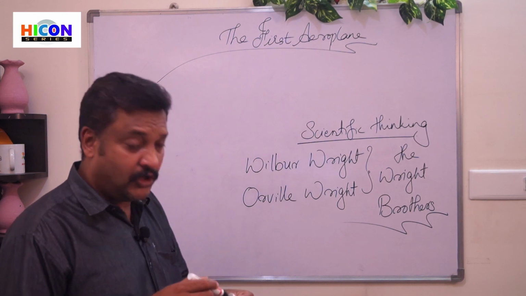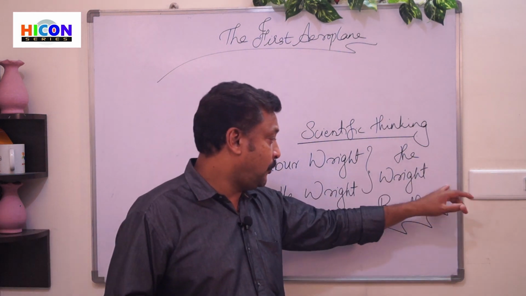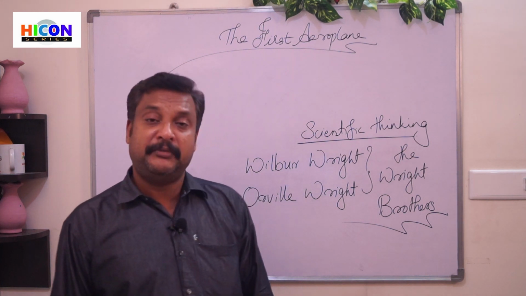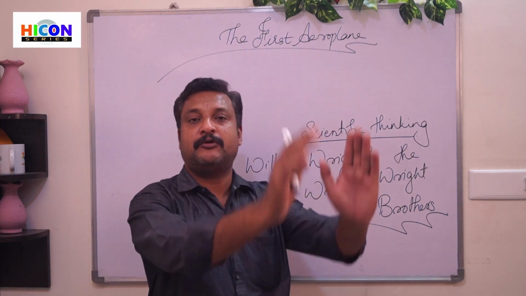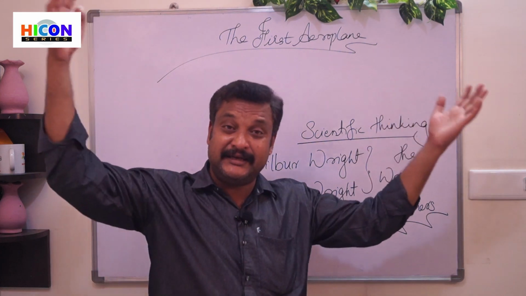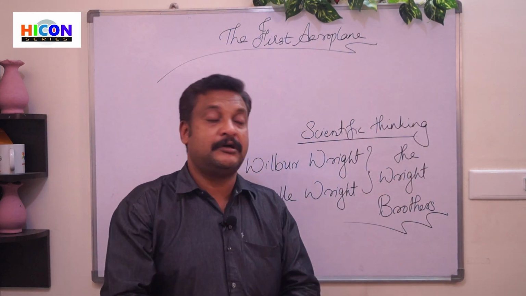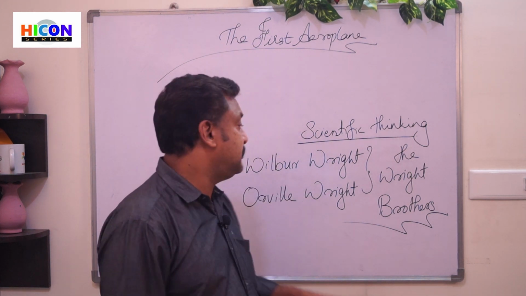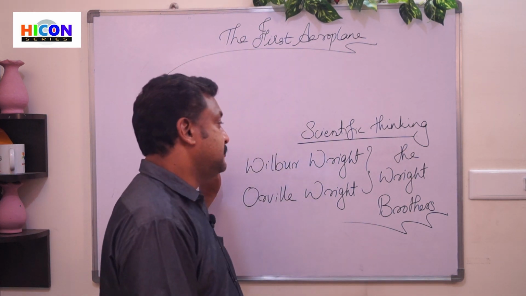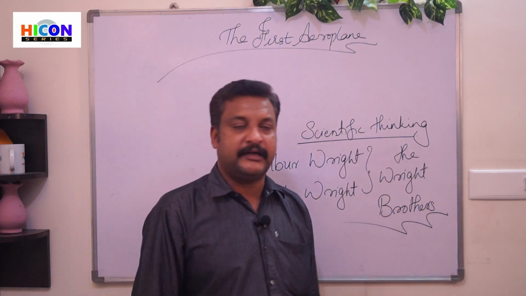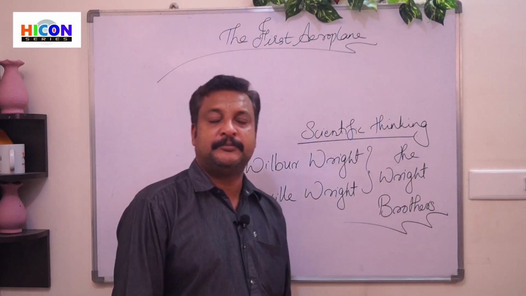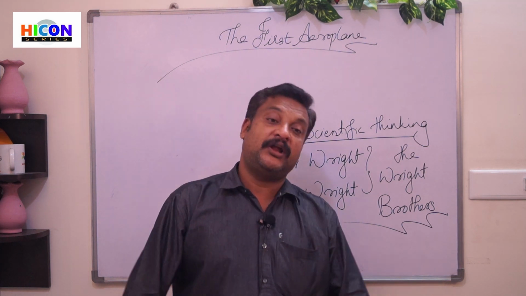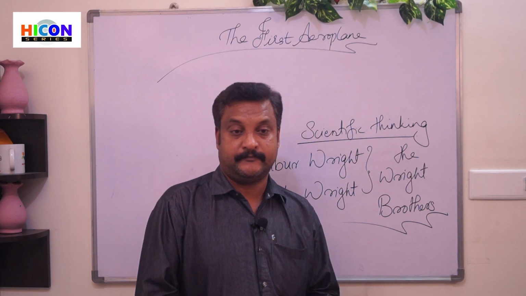What were they famously called? They were called the Wright brothers. They were the people who made this particular dream of human beings to fly in the air possible, come true. Clear? So Wilbur Wright and Orville Wright, who belonged to America, commonly known as the Wright brothers, were the first people who made it possible to fly in the air.